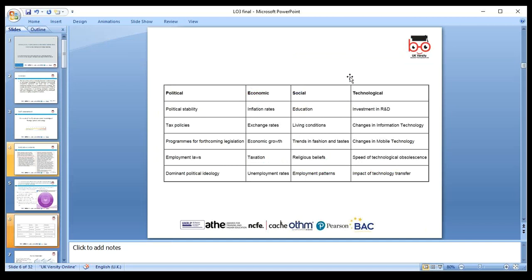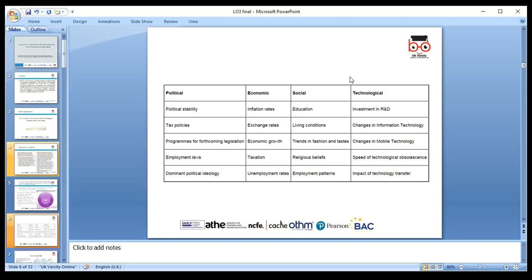Then we have PEST, which stands for political. What comes under political: stability, tax legislation. Then the economic environment: we can look at per capita income, exchange rate, economic growth, taxation, unemployment. Social factors: we can look at education, lifestyle, trends, society. And then technology: we can look at the technological factors, which we discuss in another unit as well, and which we can go through in more detail.